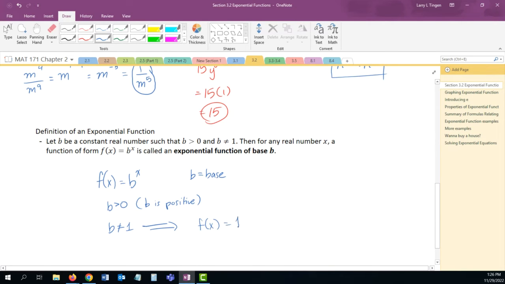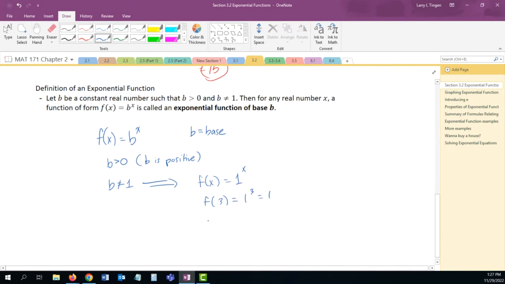Because if b is 1, f of x is equal to b to the x, so what do you get? 1 to the x. Pick a value of x and raise it. f at 3, that's 1 cubed, which is 1. f at -5, that's 1 raised to the -5. It will always be 1, exactly, which equals 1. So it's boring. So that's why it can't be 1. It's always positive because the base always has to be a positive number.